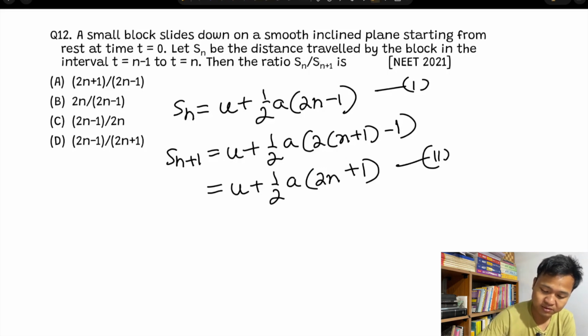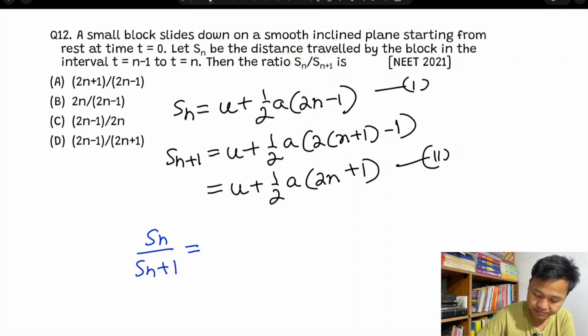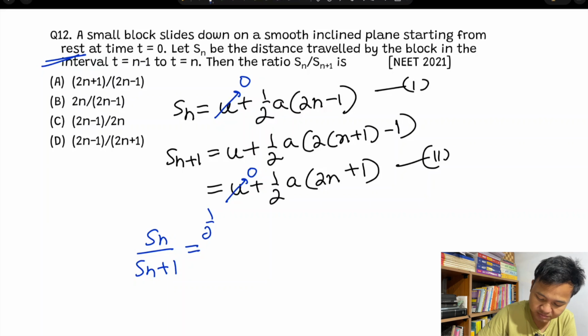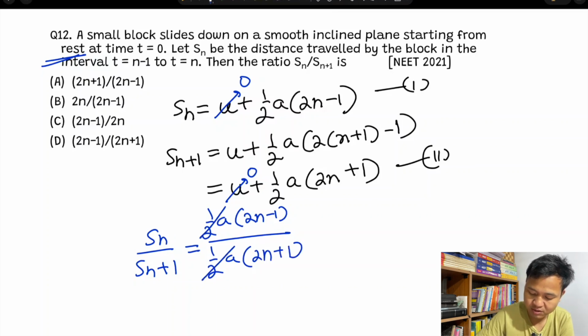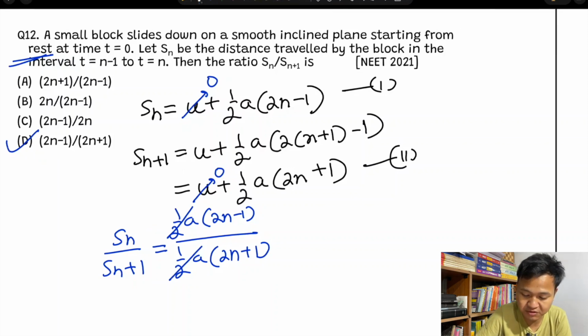The question asks us to divide Sn by Sn plus 1. Starting from rest, u is 0. So that means you'll have half a into 2n minus 1 divided by half a into 2n plus 1. Okay, so this cancels out. So the answer is 2n minus 1 divided by 2n plus 1. Okay, so a simple question.